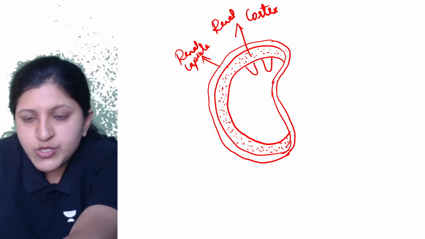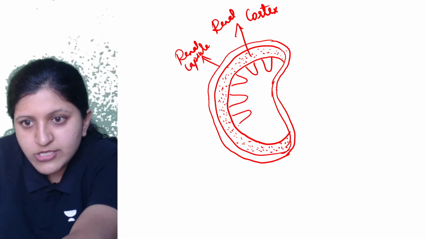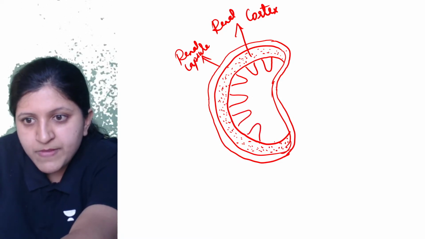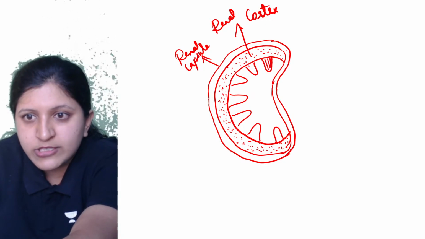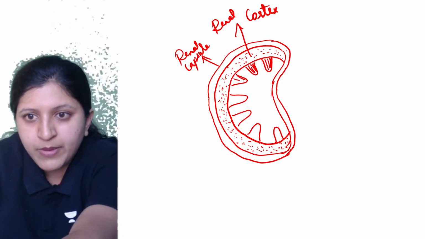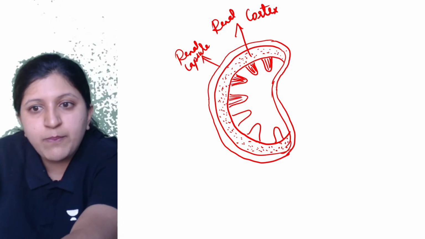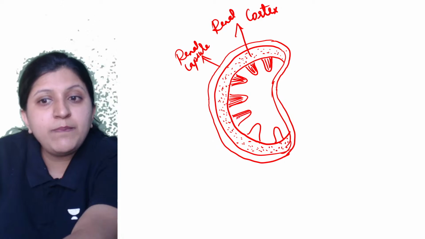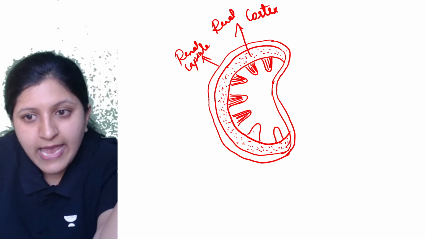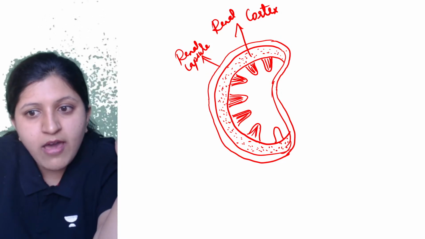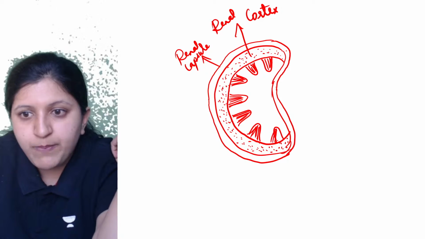Once you draw the pyramids over here, make sure that you add lines into them. Just show the line appearance. You can see these lines only because the connecting loop, collecting duct and the Henle's loop give this striated appearance. Now this is the pyramid that you see.